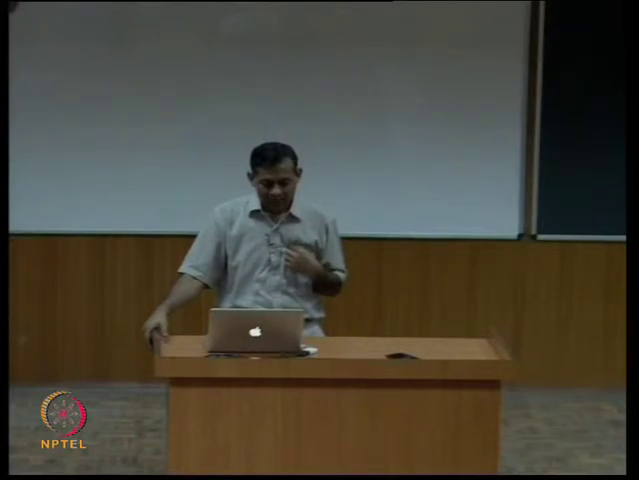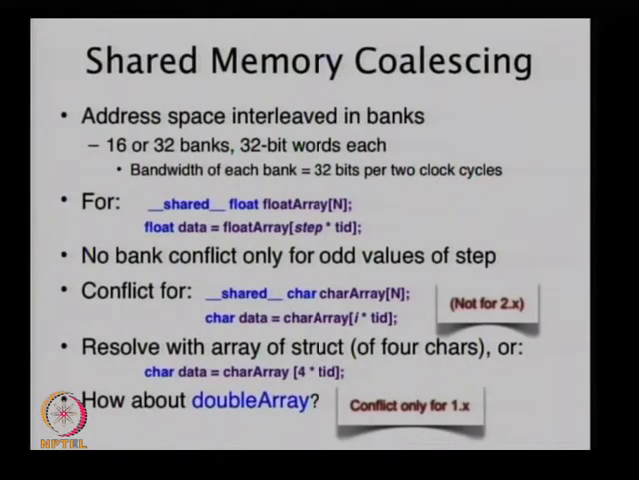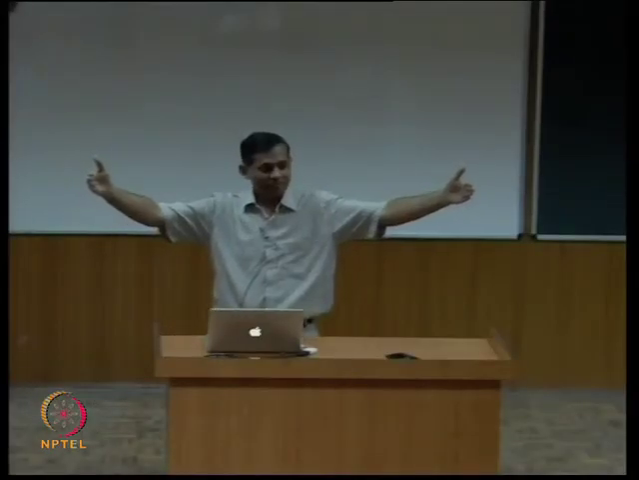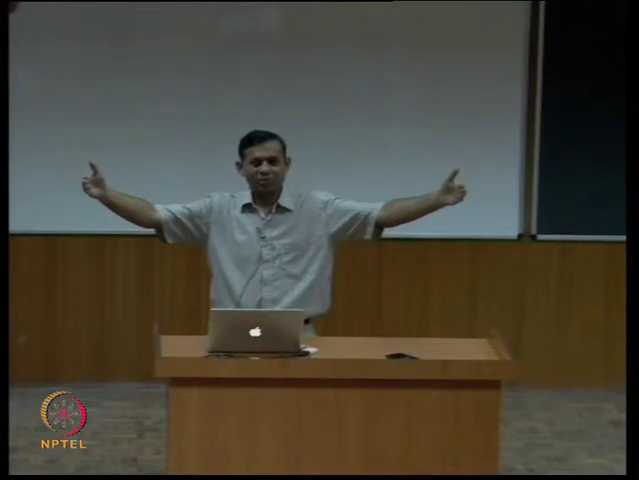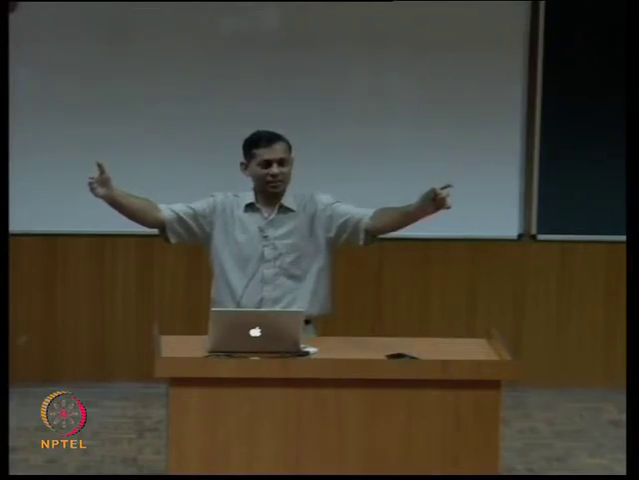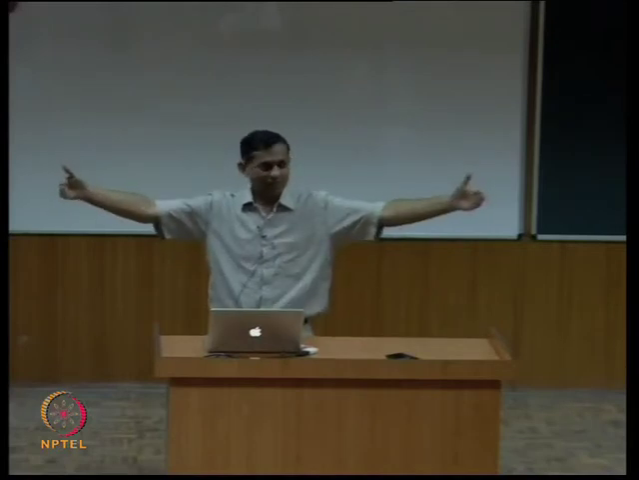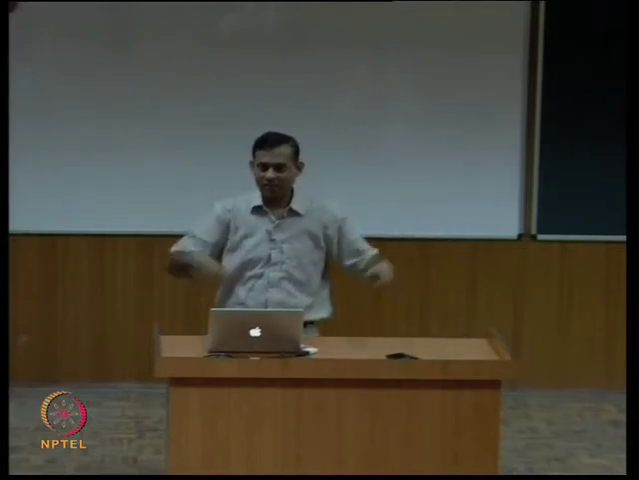In 2.x, it also says no conflict, or it says conflict is only for 1.x, within a half warp, because there are 32 banks now. So what's going to happen? The first will read the first pair, the second will read the second pair, and the 16th will read from the 32nd. So there is no wraparound that's necessary.